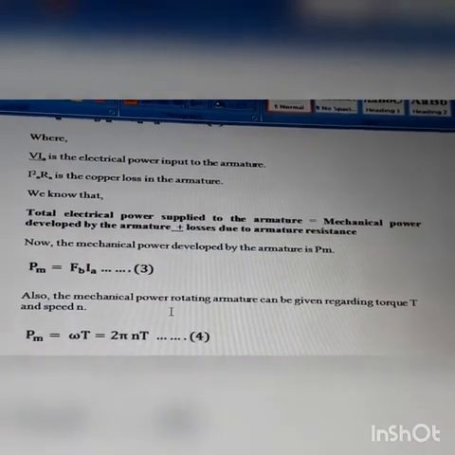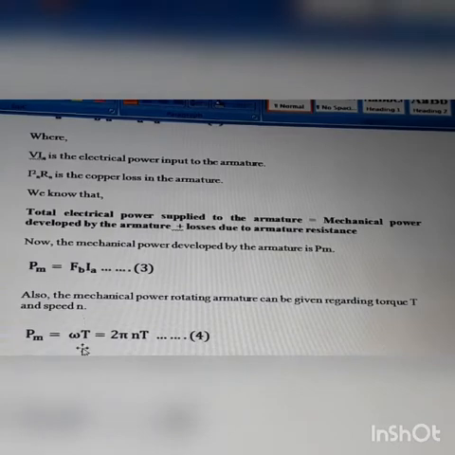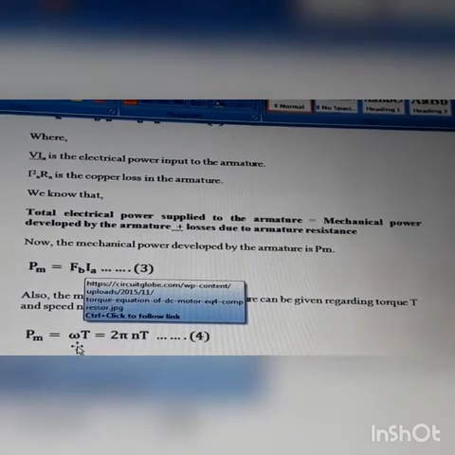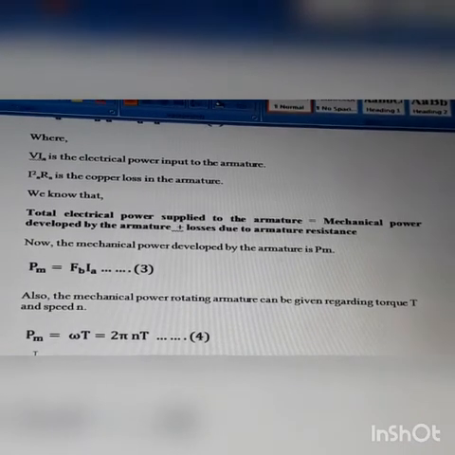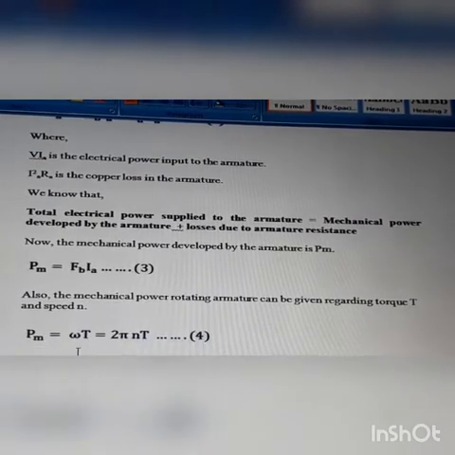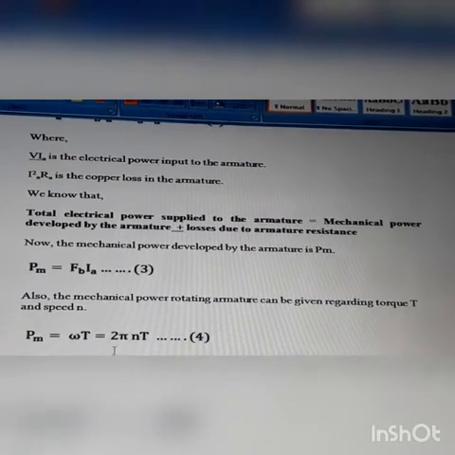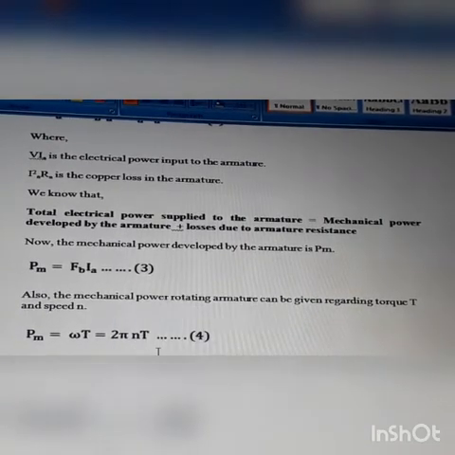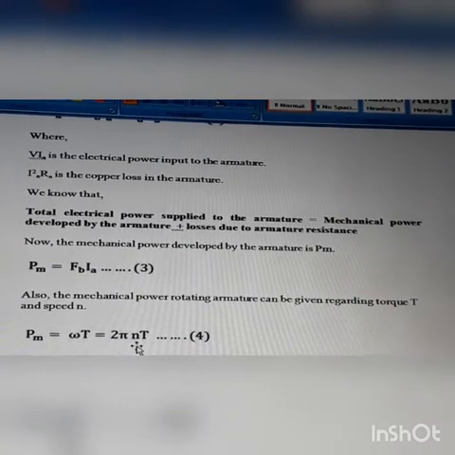Also, the mechanical power of the rotating armature can be given in terms of torque and the speed n, or the angular velocity. In terms of torque and angular velocity, the mechanical power of the armature is PM = ωT. What is omega? As we all know, ω = 2πn. So replacing ω by 2πn, we get PM = 2πnT.